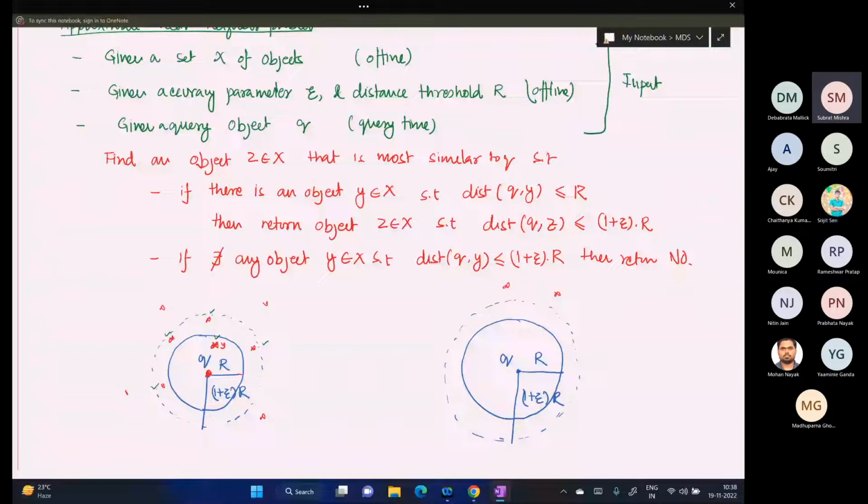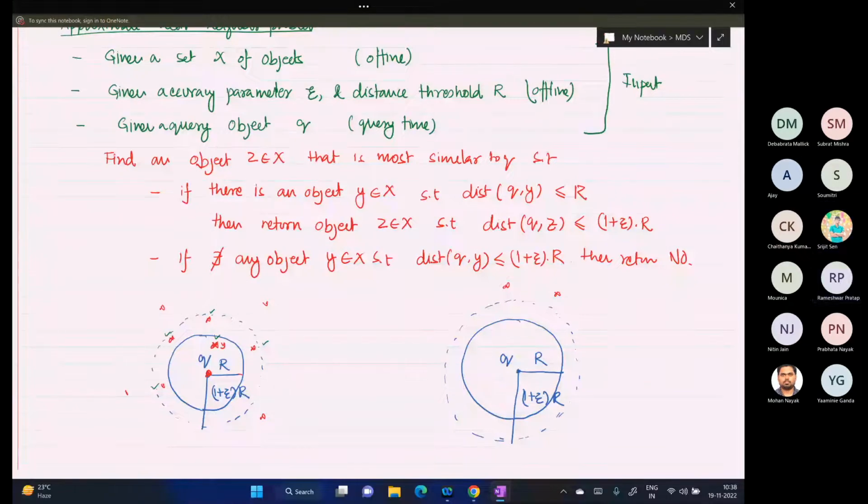So basically here we are saying it will return only one object or none, right? Yes. One if this condition is satisfied, and none if the other condition is satisfied. Shouldn't it be greater than 1 plus epsilon? The second point basically means if it's outside the 1 plus epsilon radius, then we should return no, right? Yes. Basically, the second point says that if there is no point within the radius 1 plus epsilon times R from Q, then the algorithm will say that there is no similar point to Q. Okay.